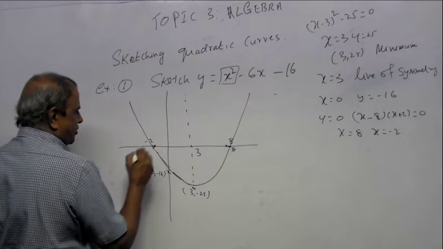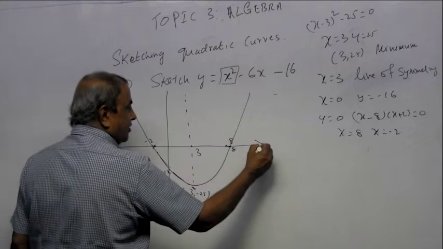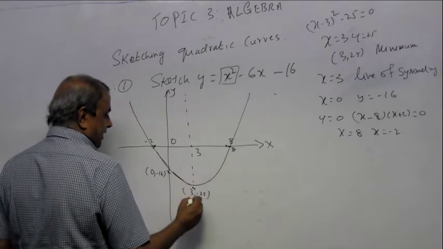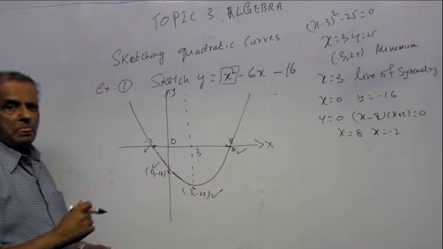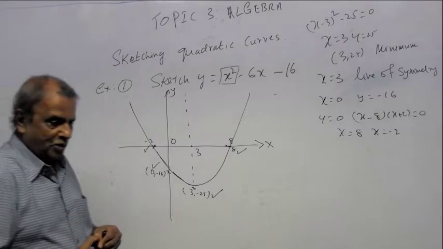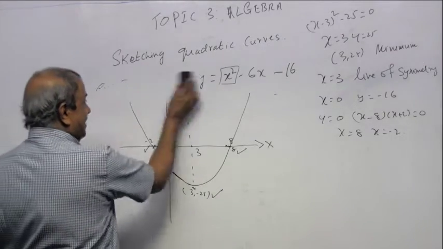That's 8, and that's minus 2, and that's minus 16. And that is your x. Please indicate what axis you have and indicate the coordinates, that point, that point, that point, that point, and the shape. That's how you draw the graph. Pretty simple and straightforward. But then, not everything is that easy.